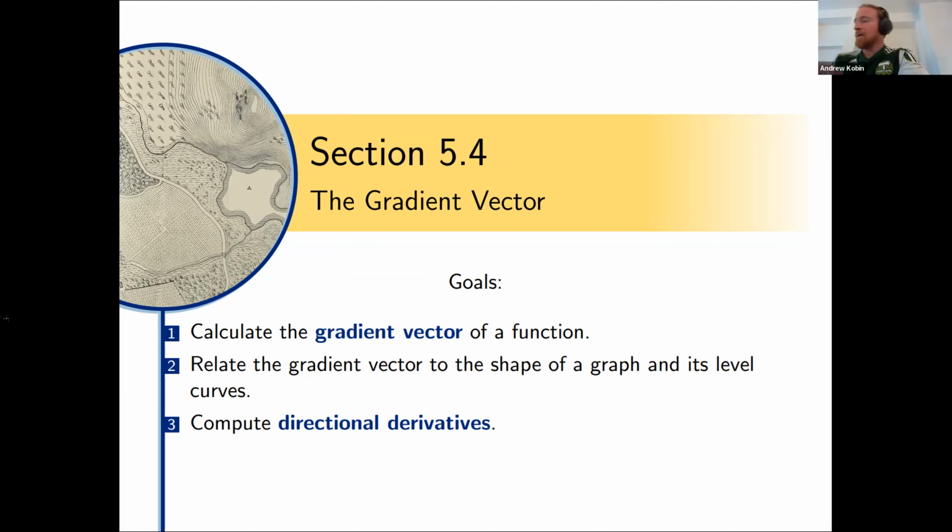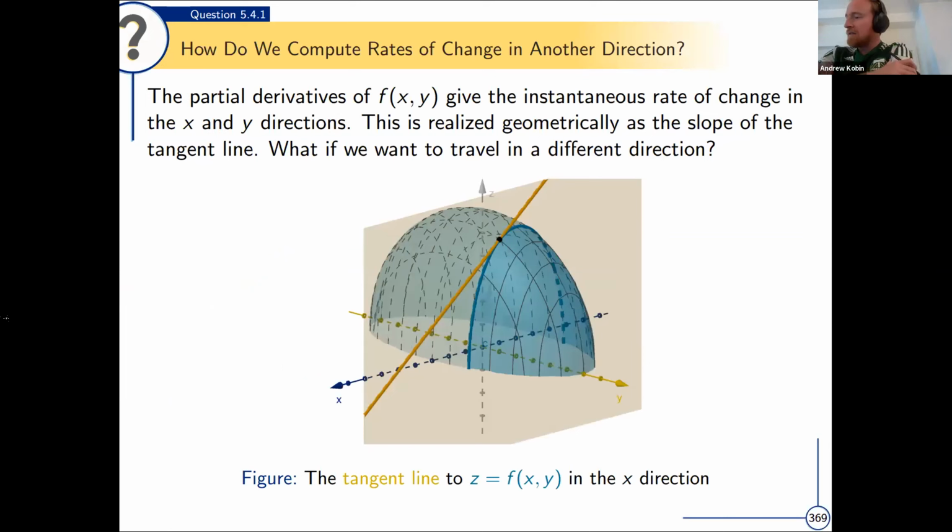To get started, here's a question to get our minds running on multivariable calculus and why we might use something like a gradient vector. How do we compute rates of change that aren't just in the x or y direction alone? Remember that partial derivatives are computed by holding one of the variables constant. In this case, if we hold y constant, we would let x vary and compute the x directional partial derivative, or vice versa. These give instantaneous rates of change, but we might be interested in rates of change that are not just parallel to one of the axes, but instead could come at an angle, or in other words, along a different cross-section of our surface.